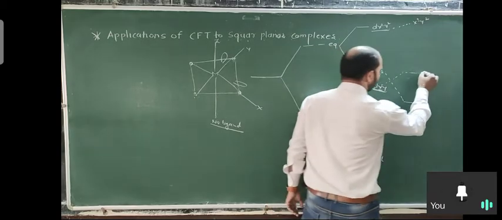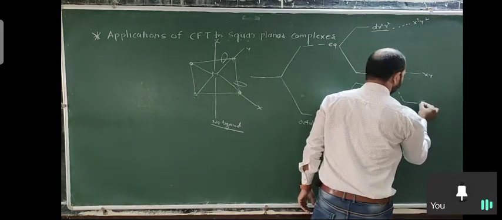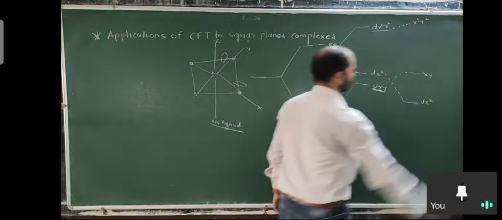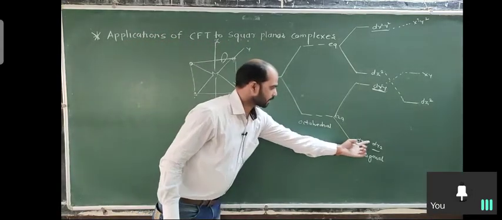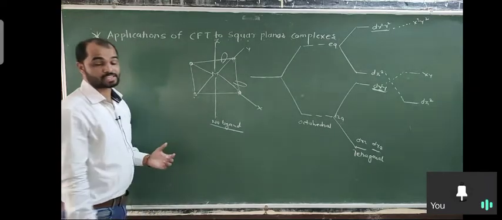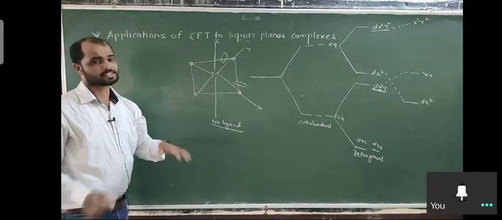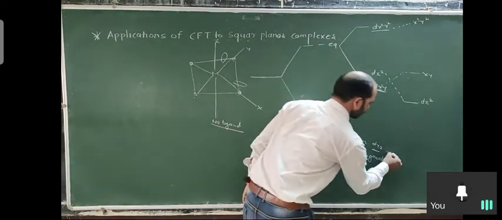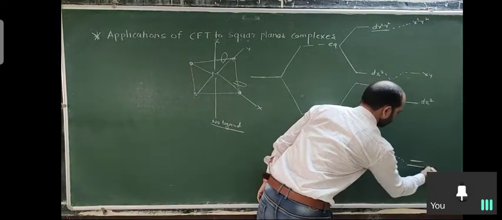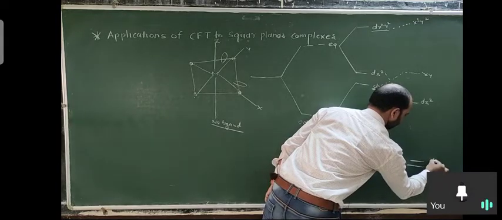म्हणून इथं कोण असेल? एक्स वाय. इथं असेल डी झेड स्क्वेअर. इथं काय असेल? डी झेड स्क्वेअर. आणि जे एक्स झेड आहे, वाय झेड आहे, एक्स झेड वाय झेडची एनर्जी कमी होणार का? कारण की झेड वरती इलेक्ट्रॉन्स नाहीच आहेत. So here energy decreases slightly, dxz dyz.